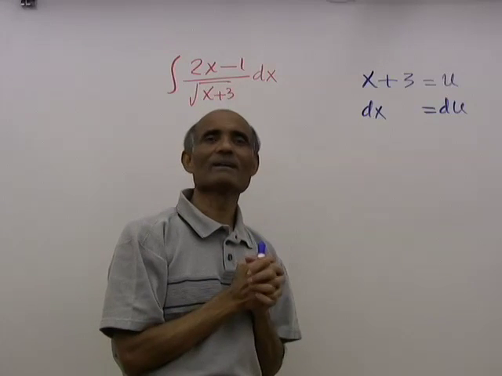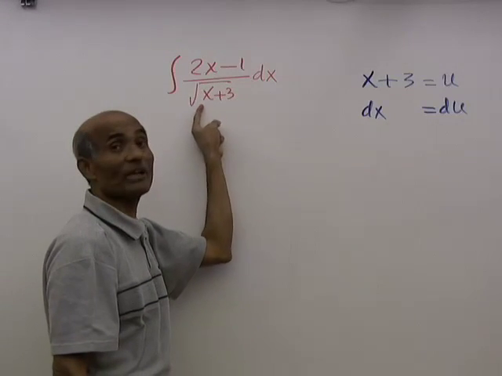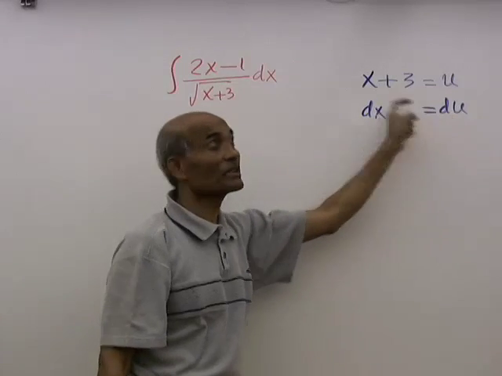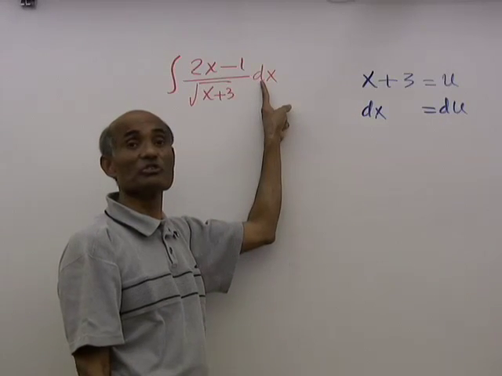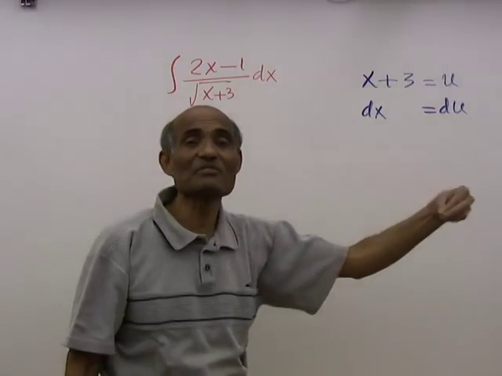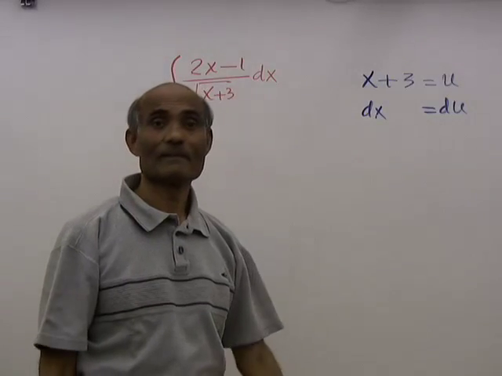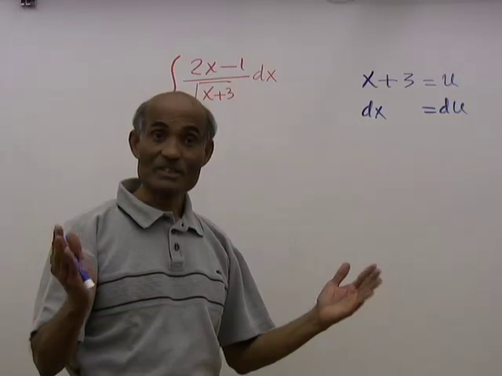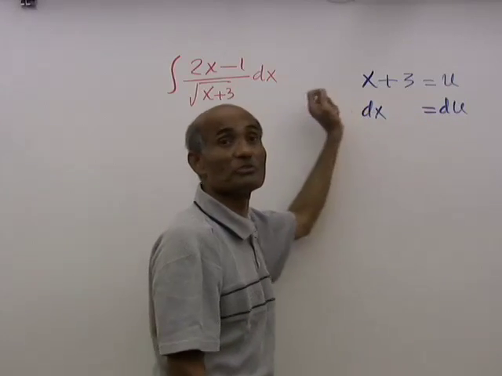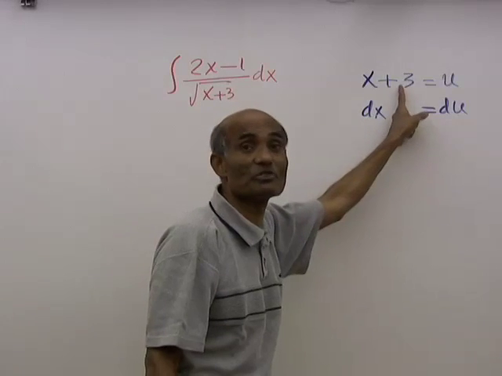What's the problem here? The problem is we have replaced x plus 3 equal to u, and the dx can be replaced as du. But we still have a 2x minus 1 left. What do we do with that x? Well, it's very simple. If x plus 3 equal to u, is it possible to replace this x in terms of u from there?